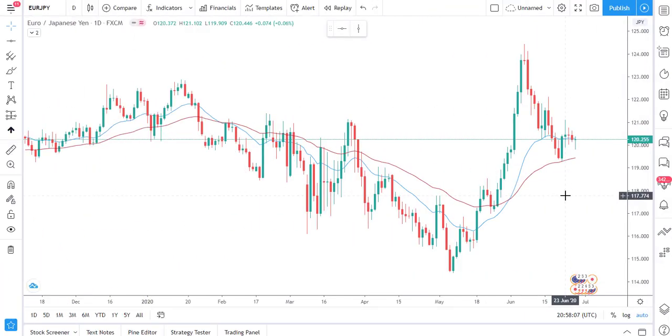So the next one we're going to be looking at is the EURJPY. I'm predicting a buy for this pair. I'm going to be showing you my thesis why. However, even though I'm predicting a buy signal, I am also still wary of an immediate resistance level. So let's just get into it.